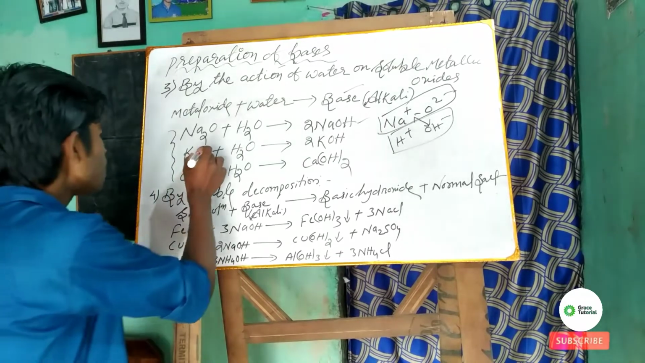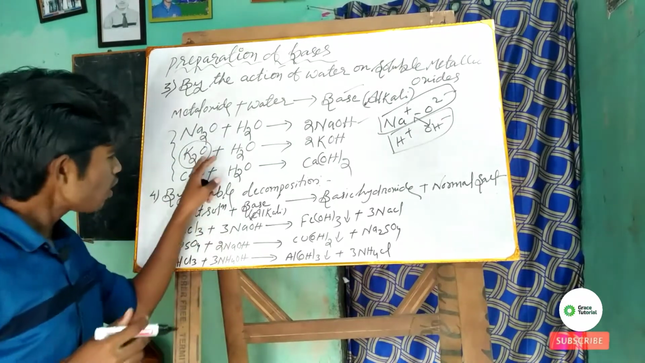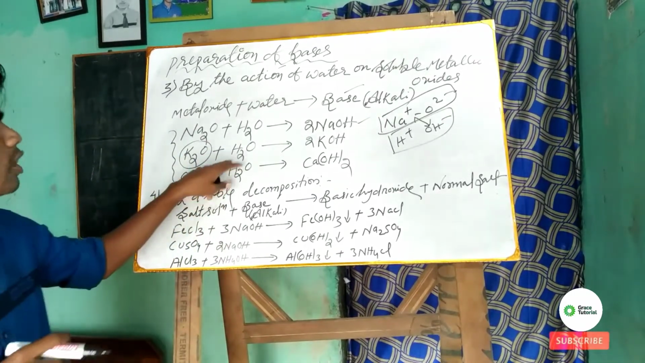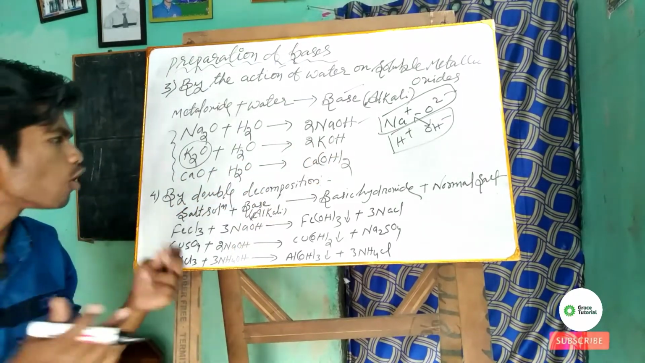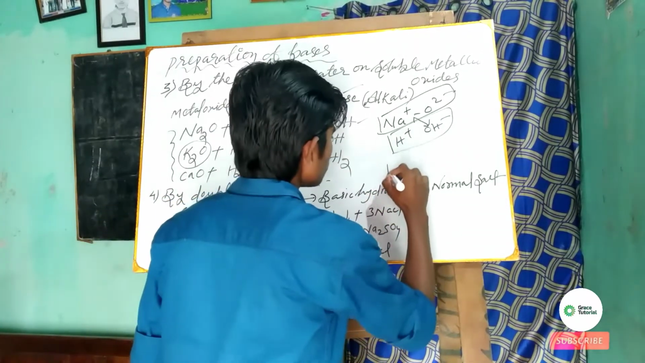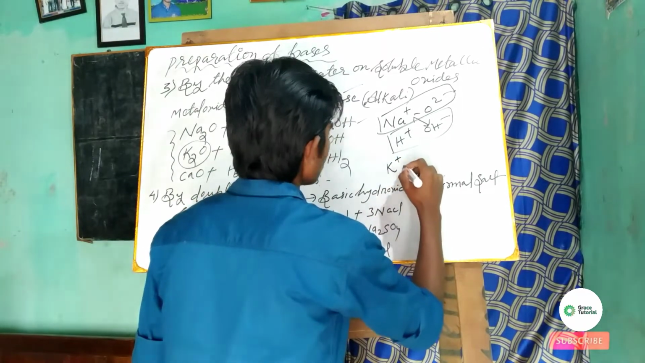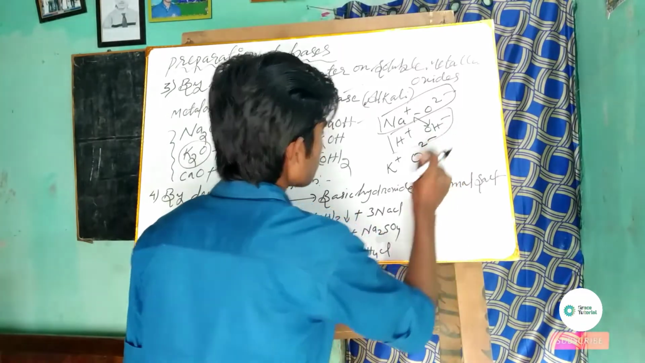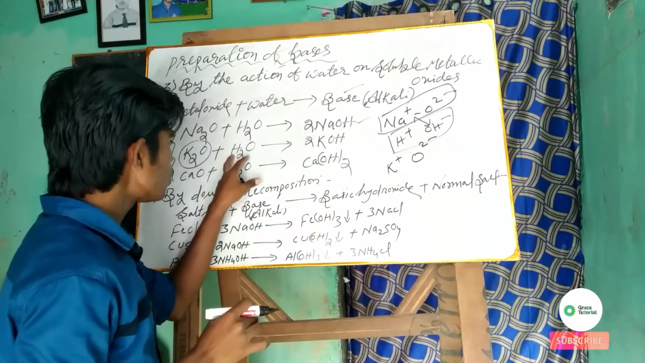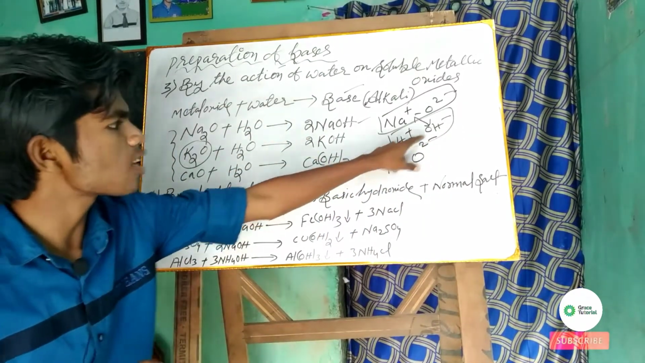Similarly, we have potassium oxide. Whenever this potassium oxide reacts with the water molecule, how is potassium hydroxide formed? Let us see how. If you dissociate potassium oxide, you will get K+ and O2−. And if you dissociate H2O, you will get H+ and OH−.